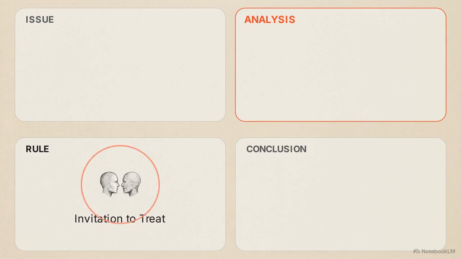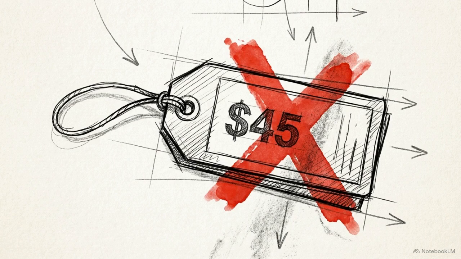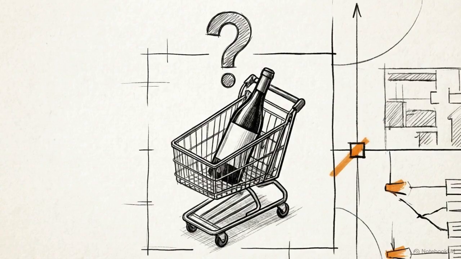Here, we aggressively cross-reference the established rule against Julian's specific physical actions in the store. This timeline maps Julian's path. We test his first claim, that the shelf display was an offer. We apply our retail rule and definitively reject this. The $45 Shiraz display was merely an invitation to treat. We test Julian's second claim, that placing the bottle in his cart constituted a formal acceptance.